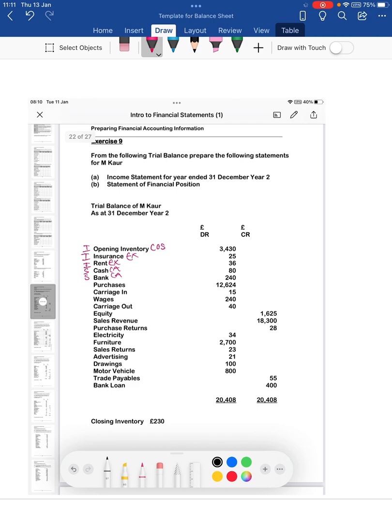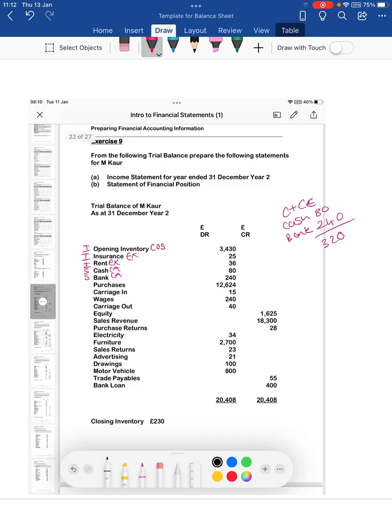Now when we have cash and bank, what we actually do is we add them together to give our cash and cash equivalents. So over at the side here, I'm just going to write cash and cash equivalent. We've got our cash that was £80 and we've got our bank at 240. Adding them both together will give you 320 for cash and cash equivalents.